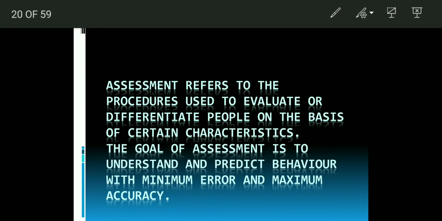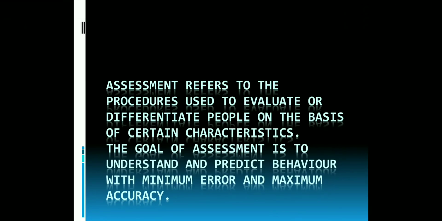Now, students, you already know that assessment refers to the procedures used to evaluate or differentiate between people on the basis of certain characteristics. See, assessment can be done formally as well as informally. Informal assessment is done by the neighbors, family members. They see you, they observe certain characteristics, and they just make some kind of an image in their minds. That is informal assessment, right? But the formal assessment is done using various tools. Now, the goal of assessment is to understand and predict behavior with minimum error and maximum accuracy.